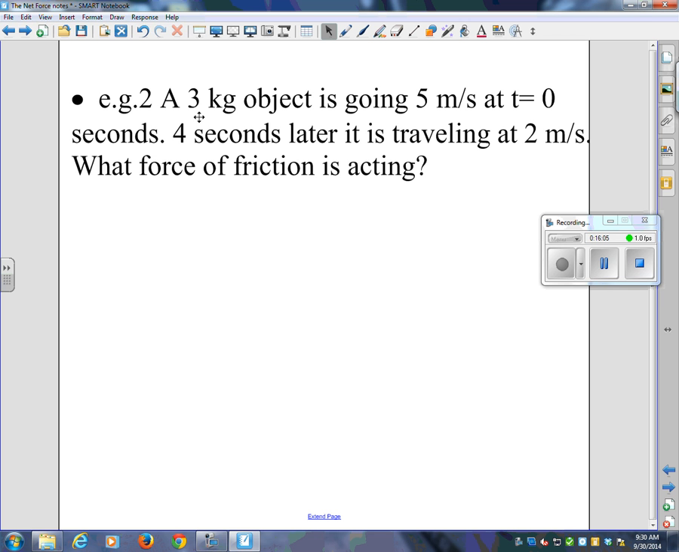Let's try a little harder one. A 3 kilogram object is going 5 meters per second at t equals 0 seconds. 4 seconds later, it's traveling at 2 meters per second. What force of friction is acting?